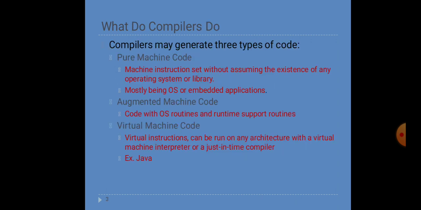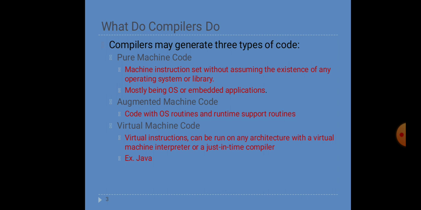What do compilers do? Compilers may generate three types of code. The first one is pure machine code. Machine instruction set without assuming the existence of any operating system or library. Mostly it will be OS or embedded applications.